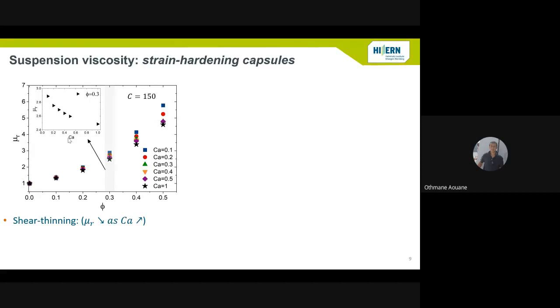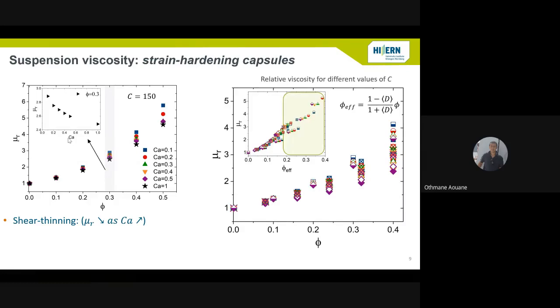Fine. Now, when we try to do the same scaling as proposed by Luca Brandt for data with different C parameters, we end up having a collapse of the data, let's say till an effective volume fraction of roughly 0.15, and then we have deviation. And we then start thinking, what could be the reason behind this?